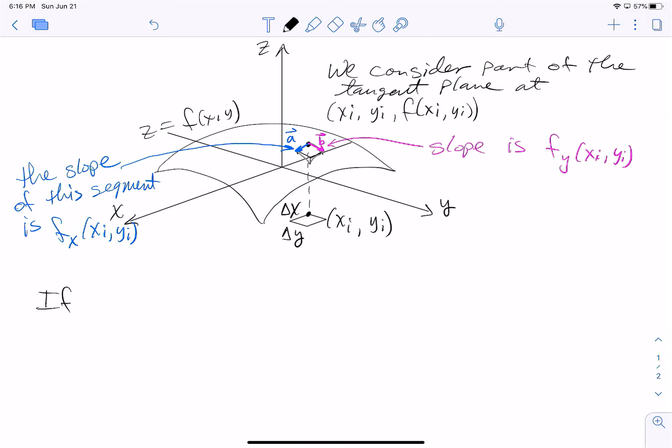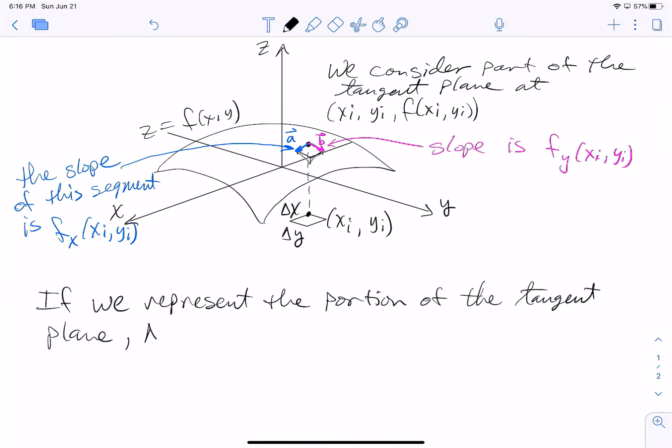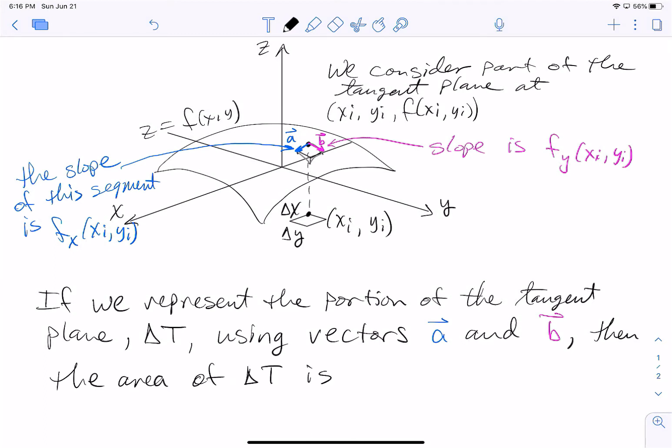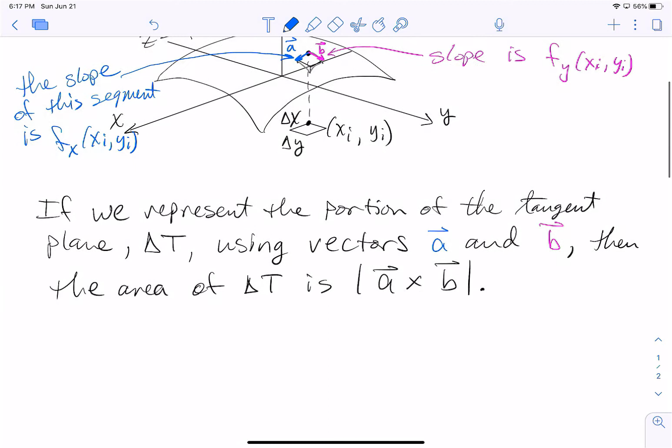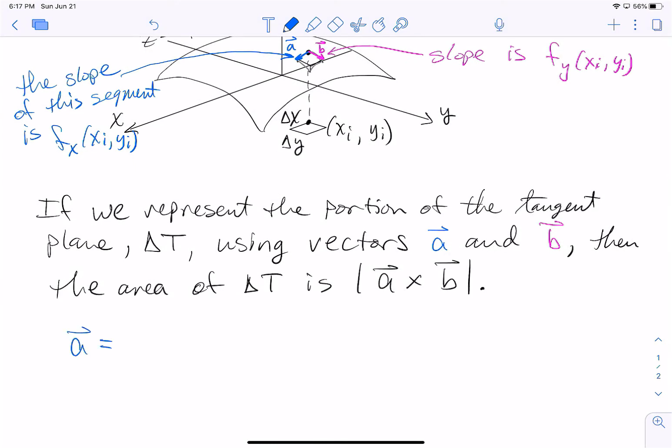If we represent the portion of the tangent plane, which we're going to call delta T, using vectors A and B, then the area of delta T is the magnitude of A cross B. Now let's see if we can write expressions for A and B. I bet we can. A is equal to delta x i plus the partial of f with respect to x at (x_i, y_i) times delta x k.